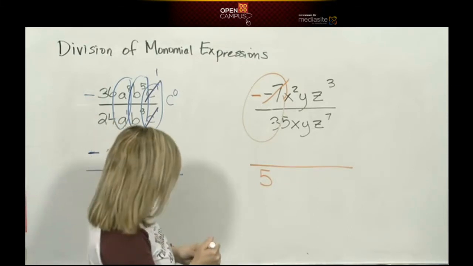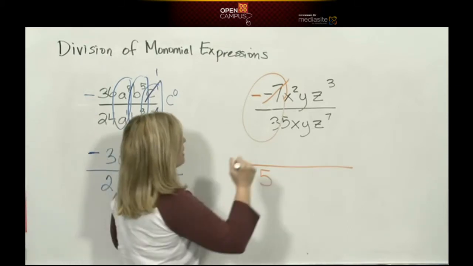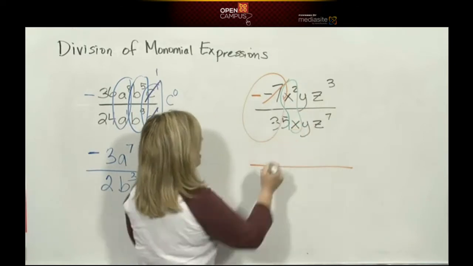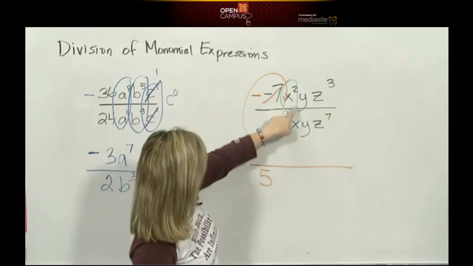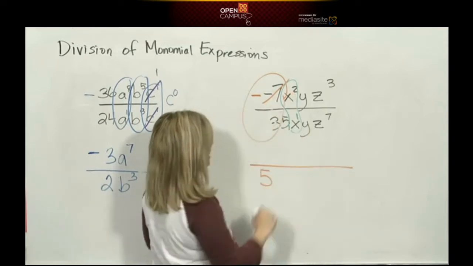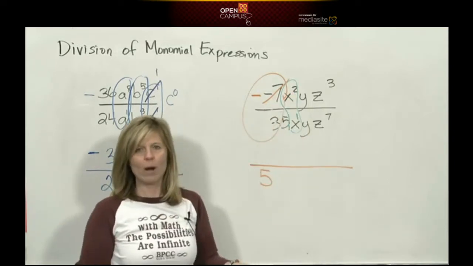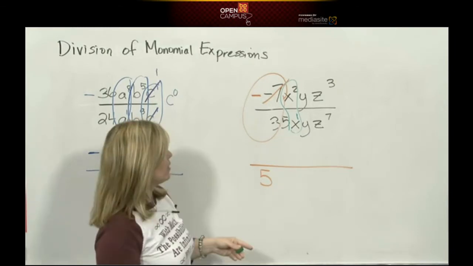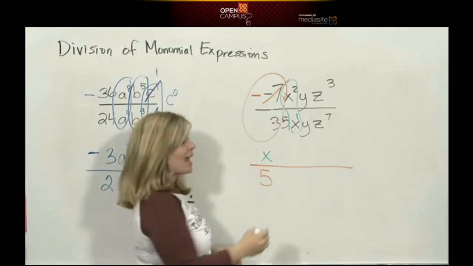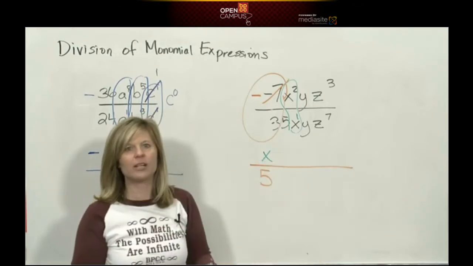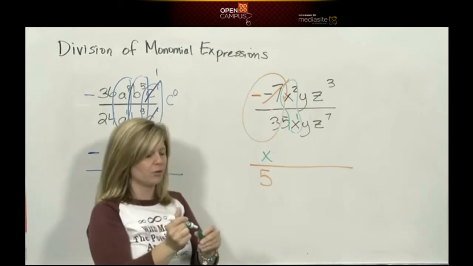Now we're going to divide our variables. So we're going to find our same bases. So there I go. I have x squared divided by x. So I subtract my exponents. 2 take away 1 is 1. Where do I put my x to the first? Where there's the bigger amount, in the numerator. Do I need to write x to the first? No, I don't need to write an exponent of 1. It's understood to be there.